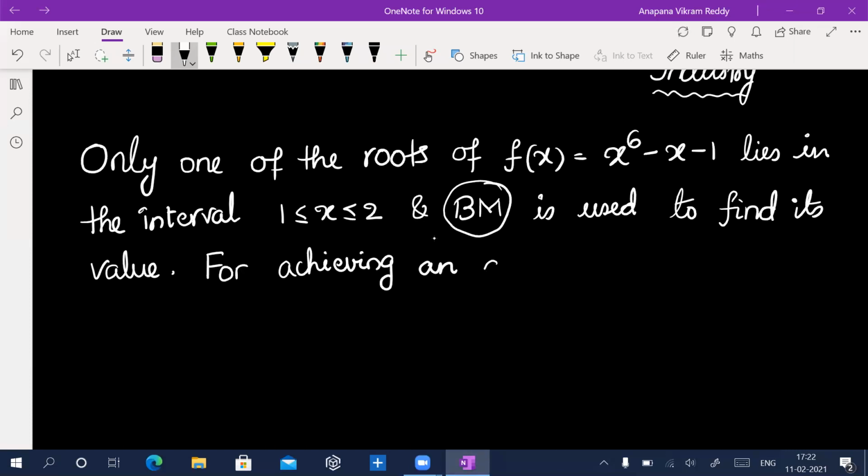For achieving an accuracy, if I used to prepare some 20 questions, I used to give all 20 questions like this only. But now what I'm doing, out of 20, I'm giving only one question of this category, remaining all are direct questions. That's it. So I changed it like that.